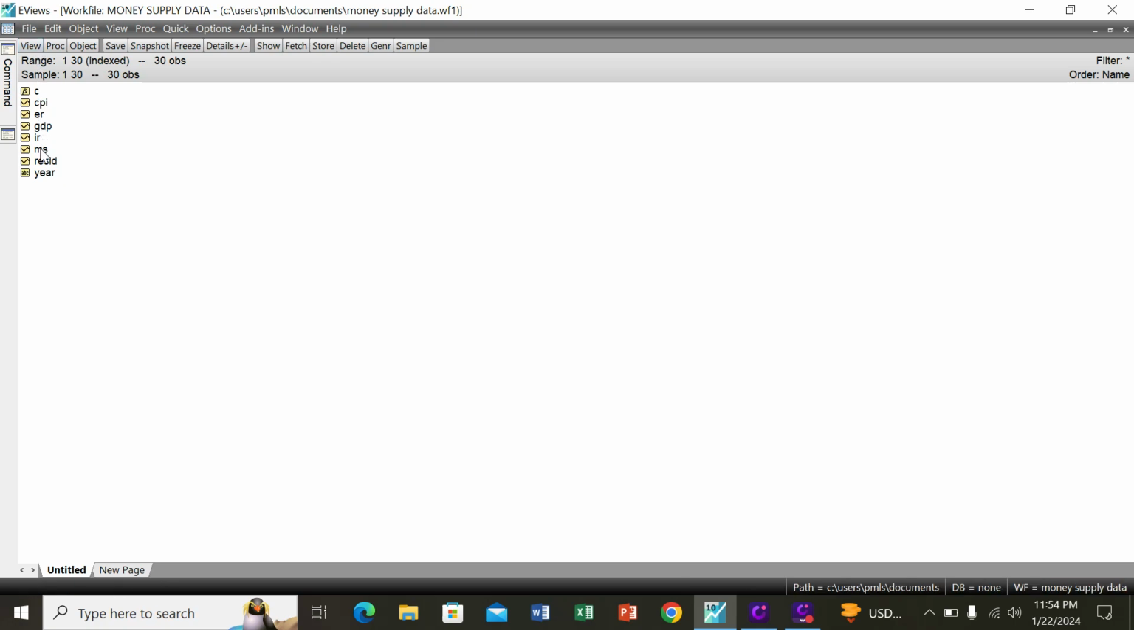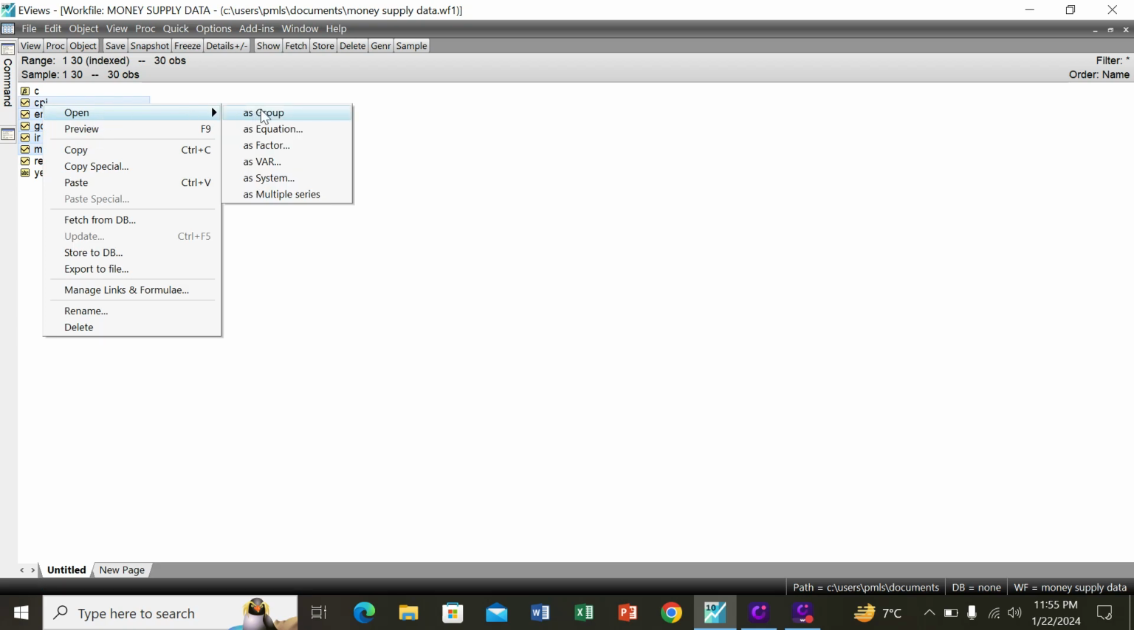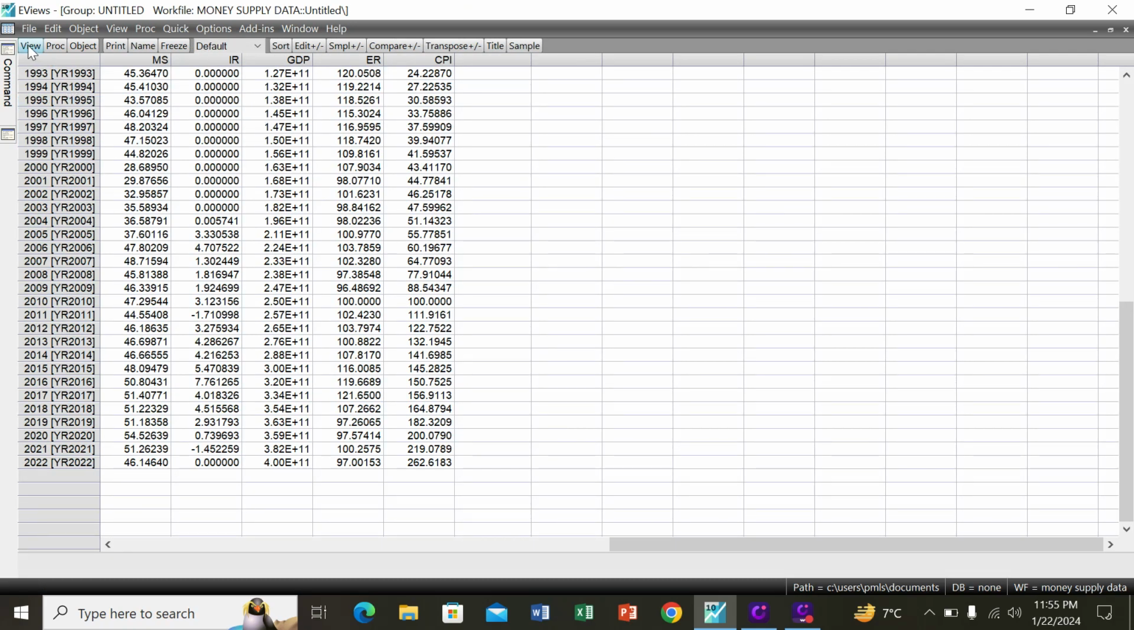So how do we open it as a group? First select the variables. Money supply is dependent; first select it, then press control and select all other variables, then open it as a group. This is the group data from 1993 to 2022, basically 30 years of data we have taken. Time series data, yearly data. Money supply is dependent, and these four are independent variables.